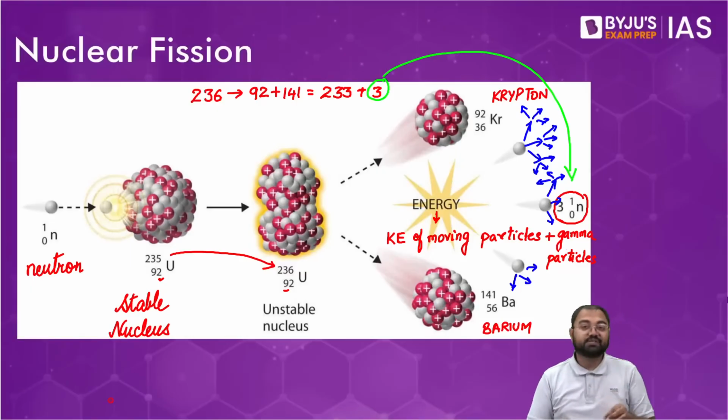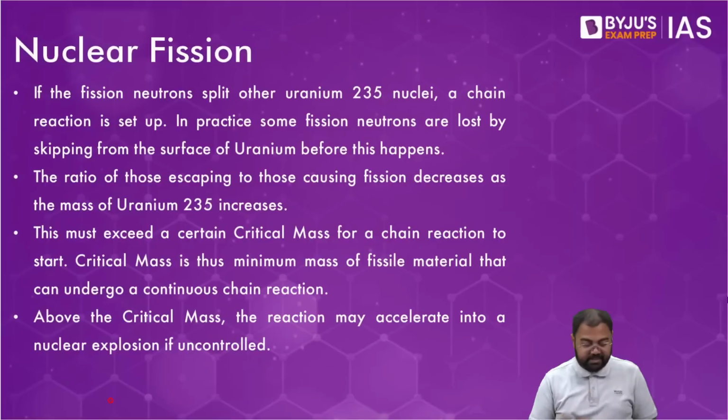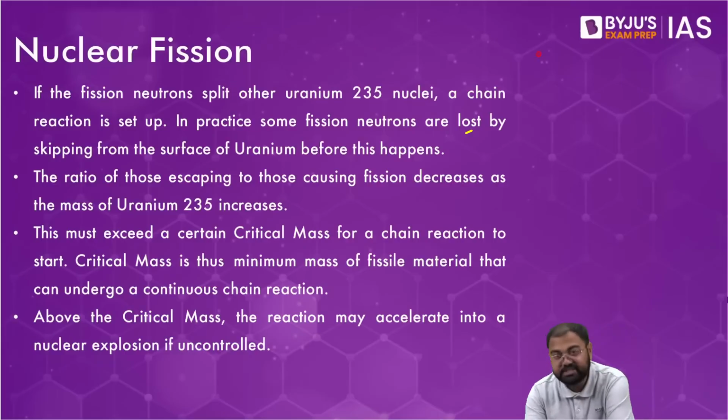So the same process can make a nuclear weapon for you, and the same process can also help you get energy, generate electricity, and probably solve the problem of energy for the world. So that's basically what's happening in this particular scenario. So what we know is that a chain reaction is set up.